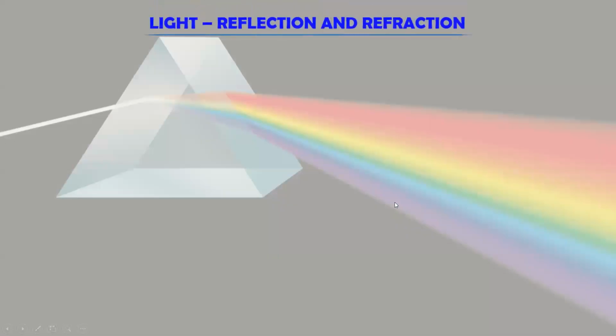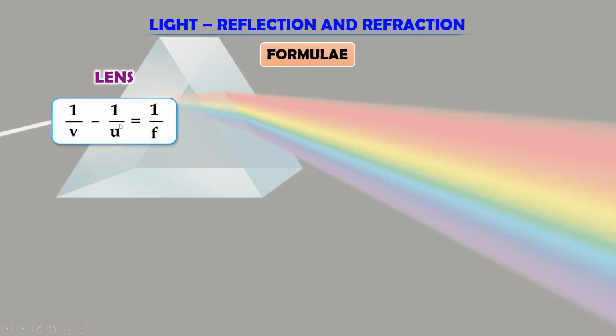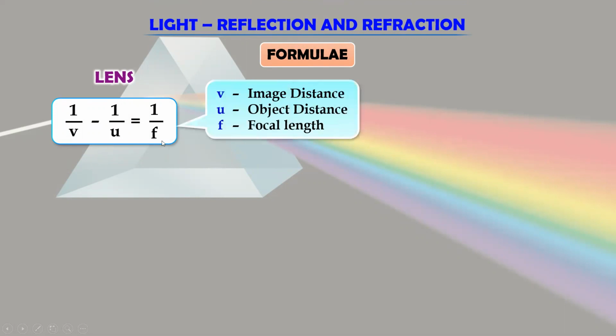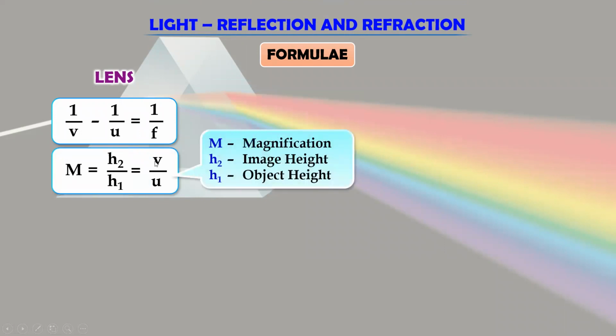Next one. We'll move on to light, that is reflection and refraction concepts. Again, we'll start with the formulae. That's formula इसमें दो ही के easy भी है, right? We have lens का formula 1 upon V minus 1 upon U is equal to 1 upon F, and V, U, F is image, object and focal length or similar distances. Magnification h2 upon h1 is equal to V upon U.